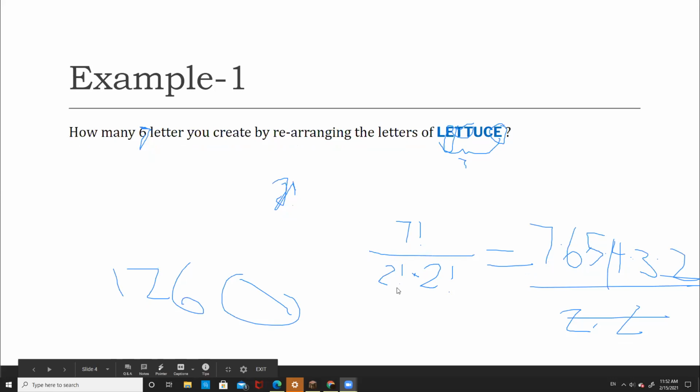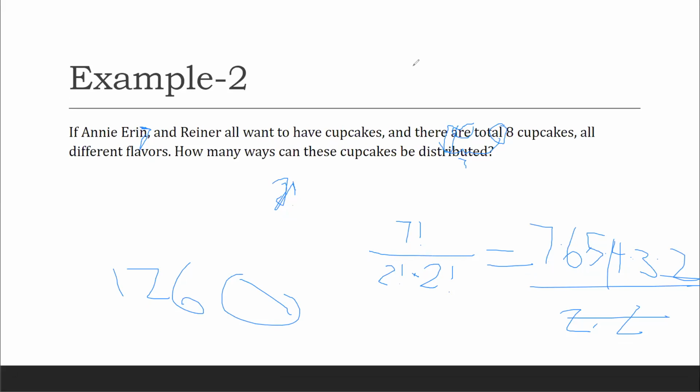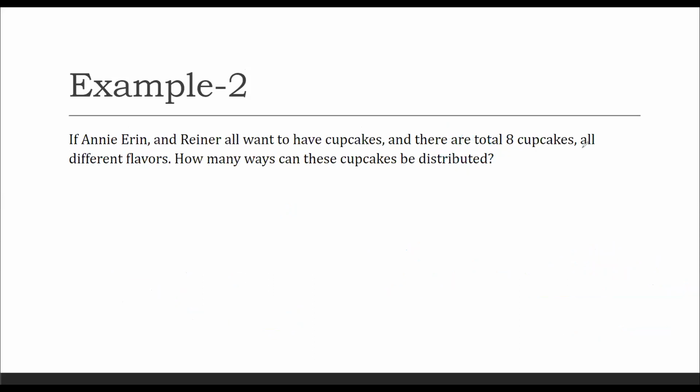So let's say there are 3 people. Their names can be Annie, Aaron, and Rainer. They all want cupcakes. And there are 8 total cupcakes, but they're all different flavors. Like one of them might be vanilla, one of them might be chocolate. They're just all different. So how many ways can you distribute these cupcakes among these 3 people?